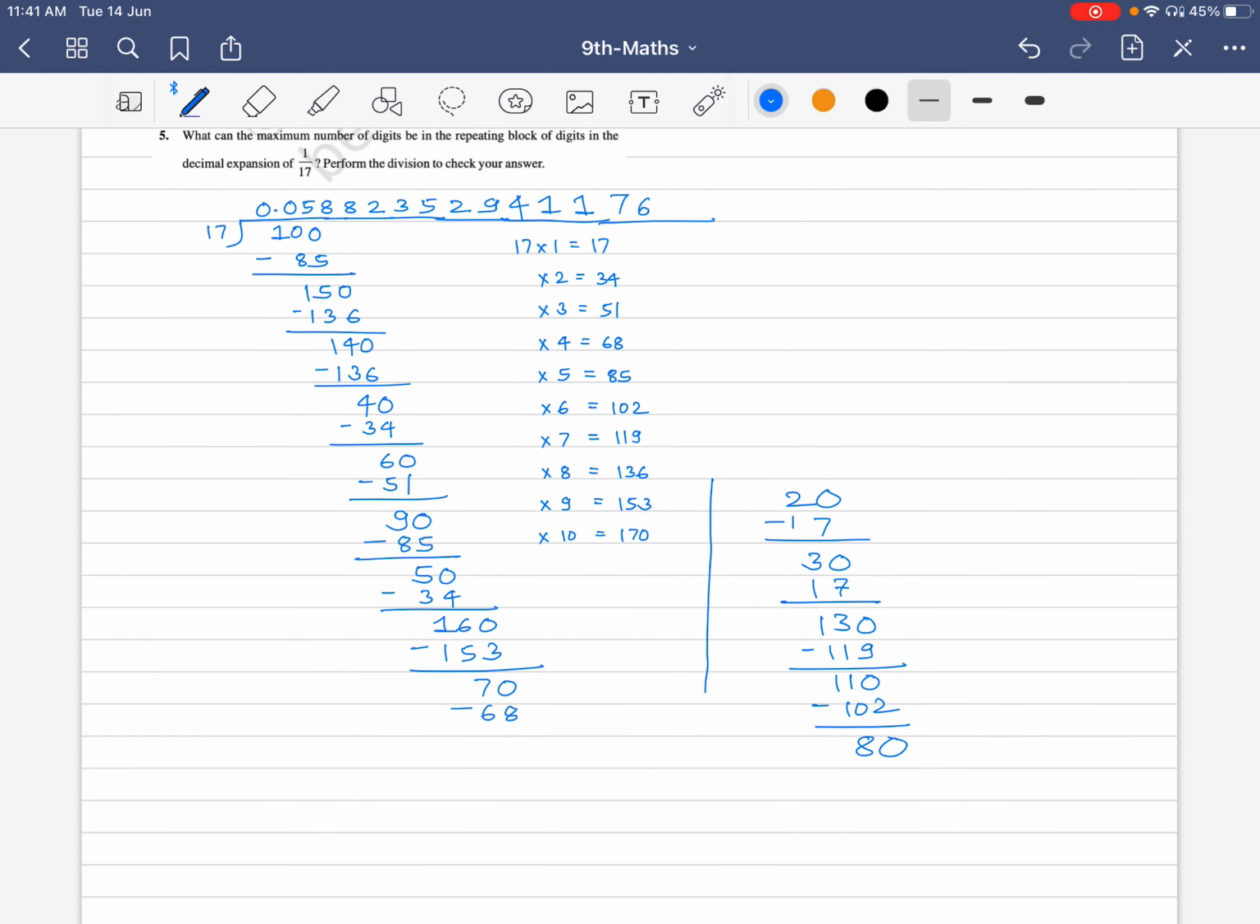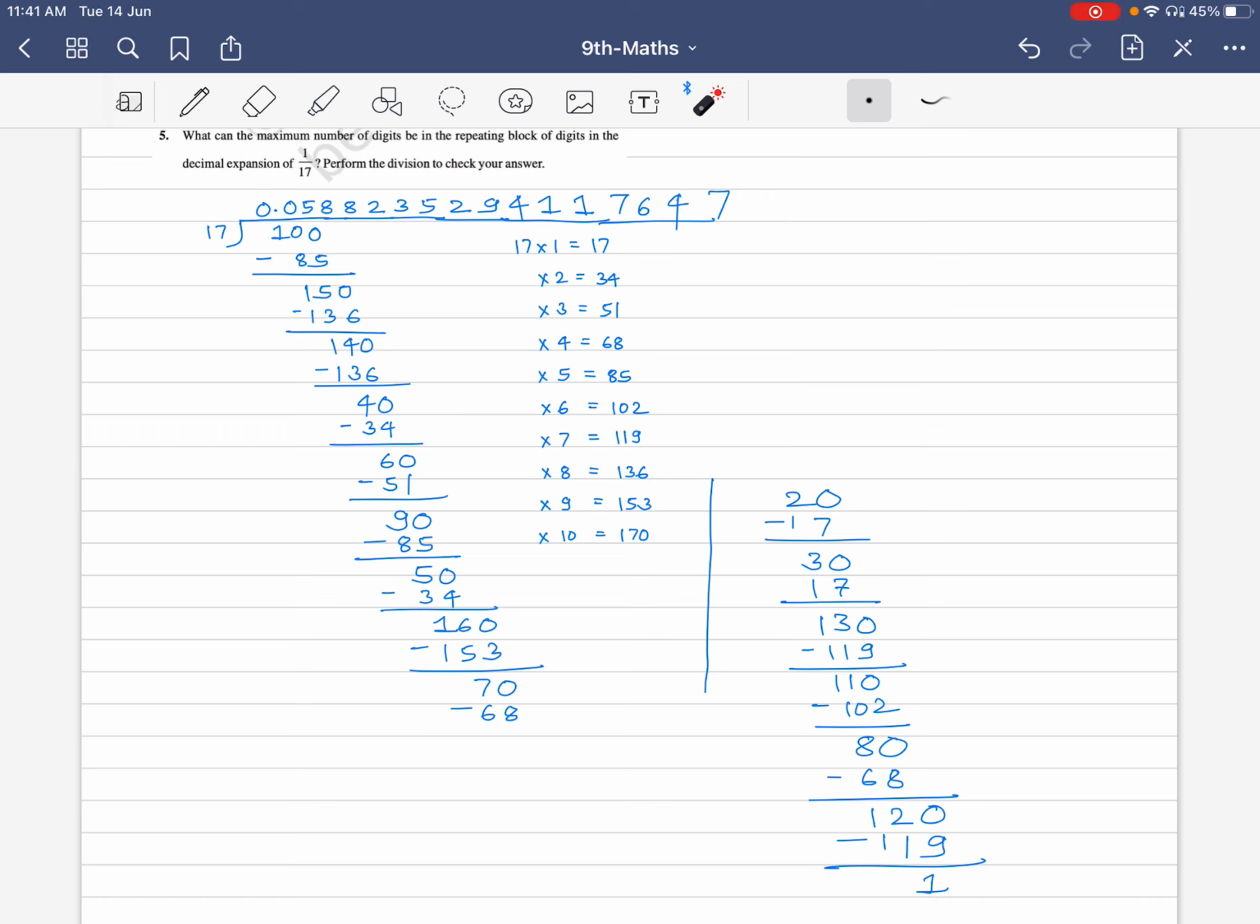Okay, now this is 80, and for 80 we again have 4, so I'm going to put here 4, and this is going to be 68, and the remainder is 12. So 120. For 120 we have once again 7, which is 119, and finally we have got 1. We started with remainder 1. So here once again we have 1.